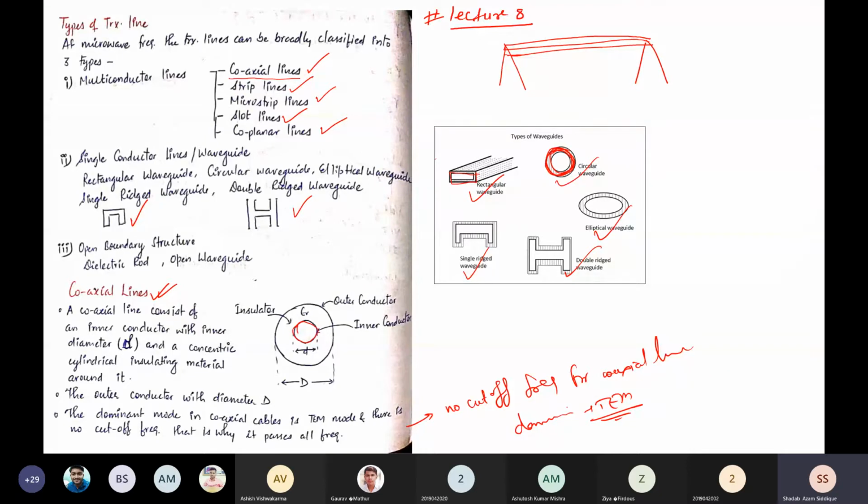But at higher frequencies, up to several gigahertz or hundreds of gigahertz, some higher order non-TEM modes, like TE or TM modes, start propagating. If non-TEM modes propagate inside the coaxial line, attenuation takes place, so at higher frequency the coaxial line causes a lot of attenuation.